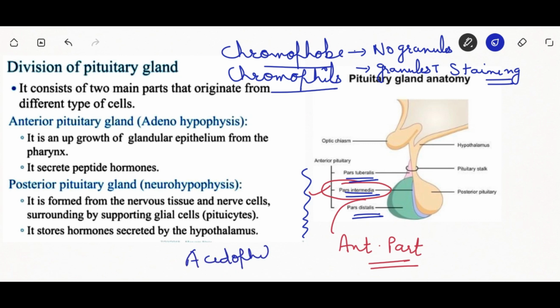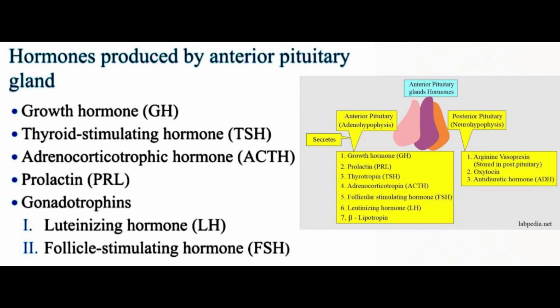What are the types of chromophil cells? We divide these cells on the basis of staining property. They can be alpha cells, that are the acidophilic cells, and the basophilic cells, that are the beta cells. We also classify on the basis of the secretory nature. On the basis of secretory nature, we divide the chromophil cells into 5 types: somatotropes, corticotropes, thyrotropes, gonadotropes, and lactotropes.